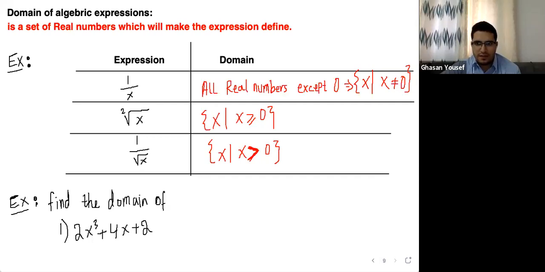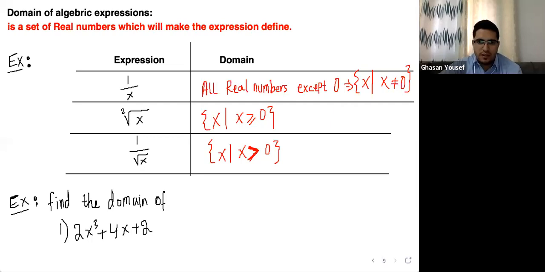Can I plug negatives here? Will they give me any issue if I plug, for example, -1? Will they give me undefined? Yes, I can plug negatives. They will give me an answer if I plug negatives. So no issue, no problem.